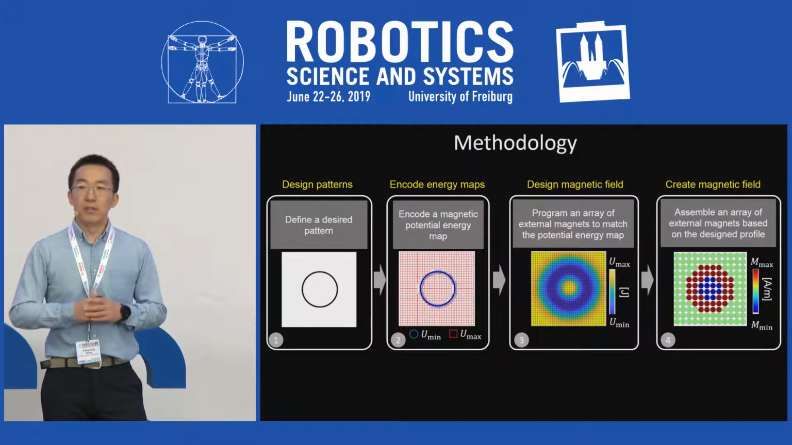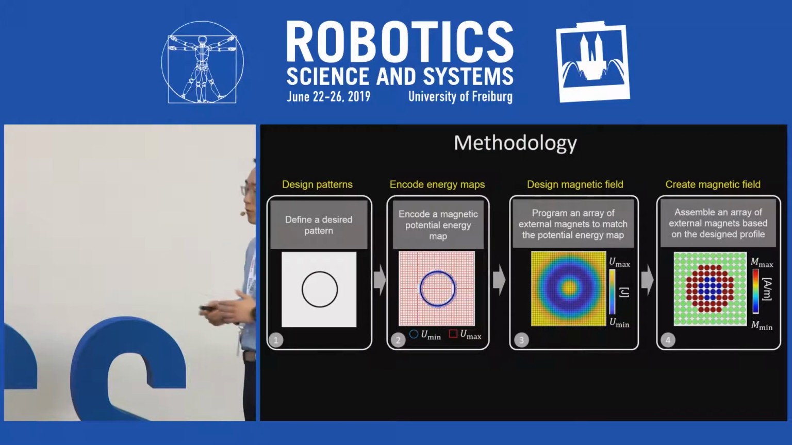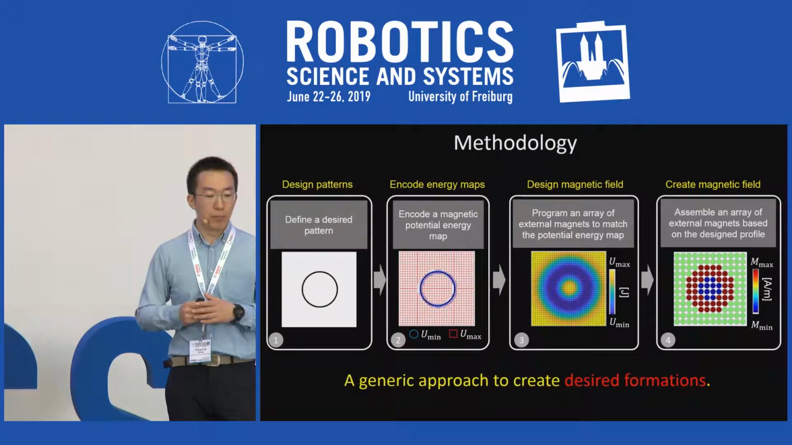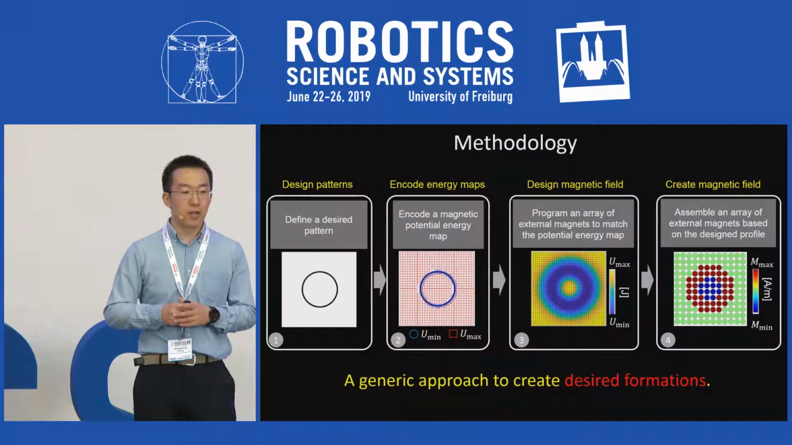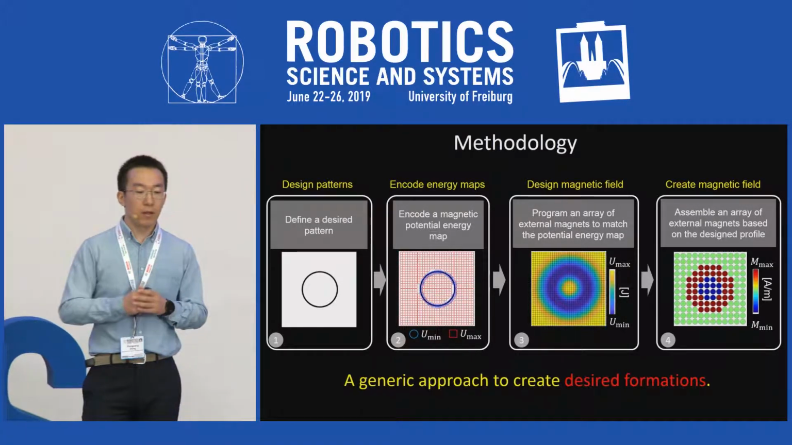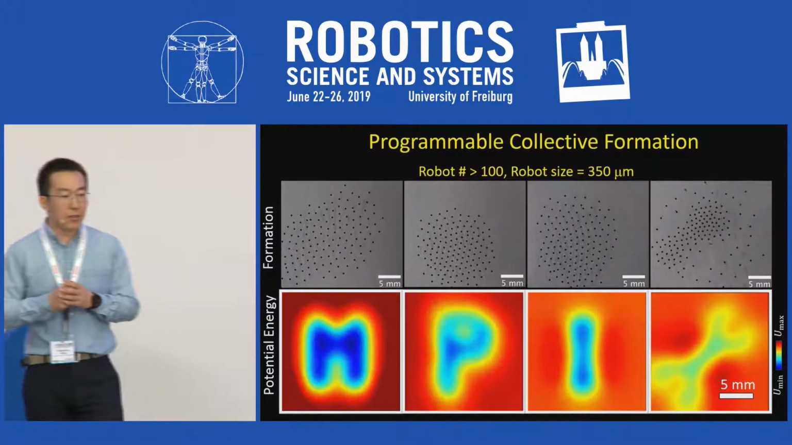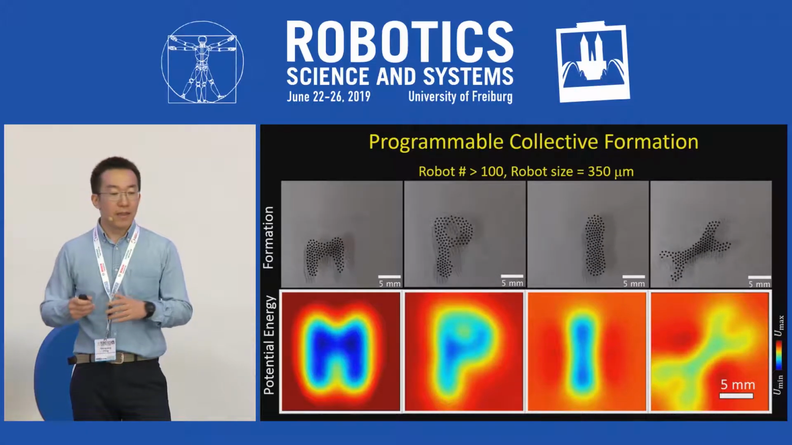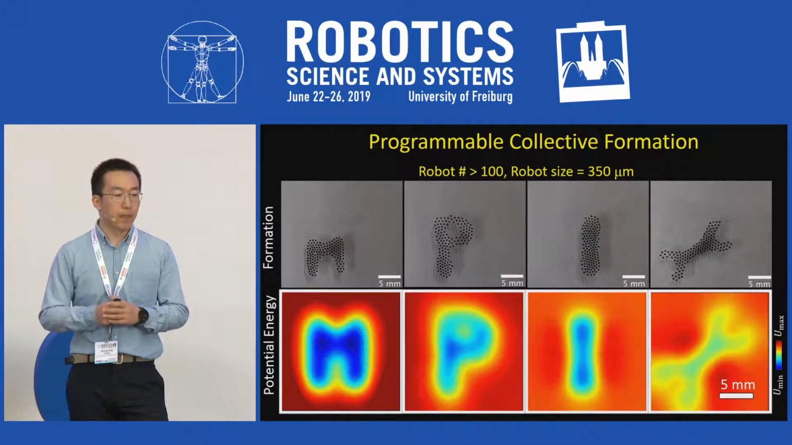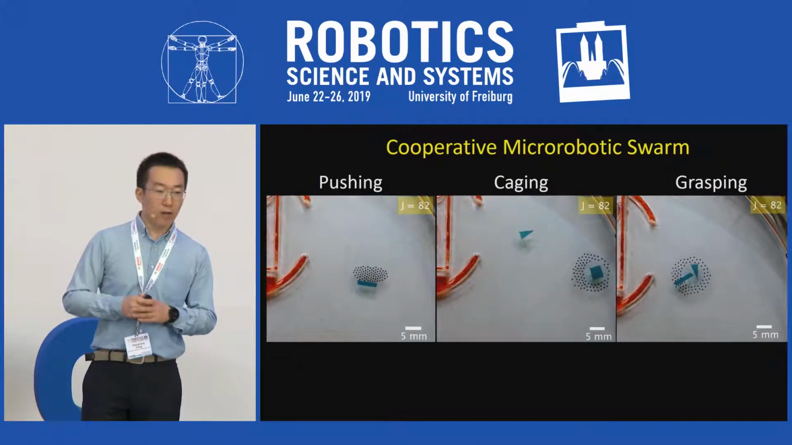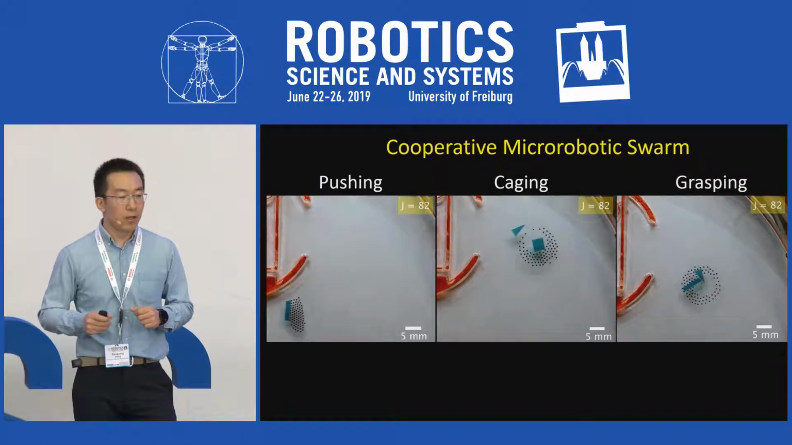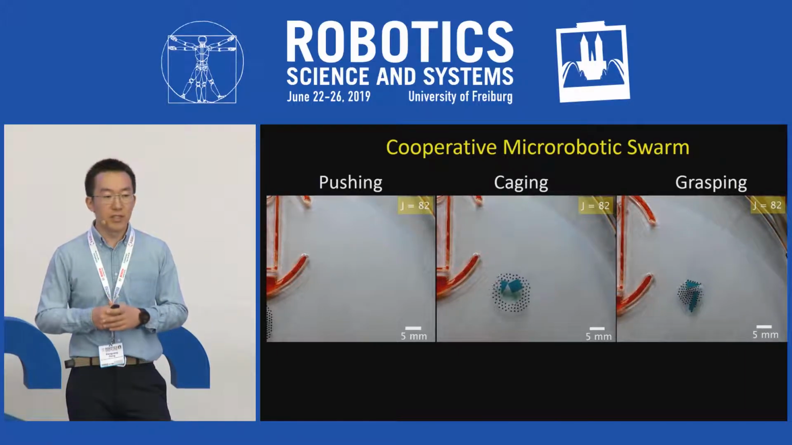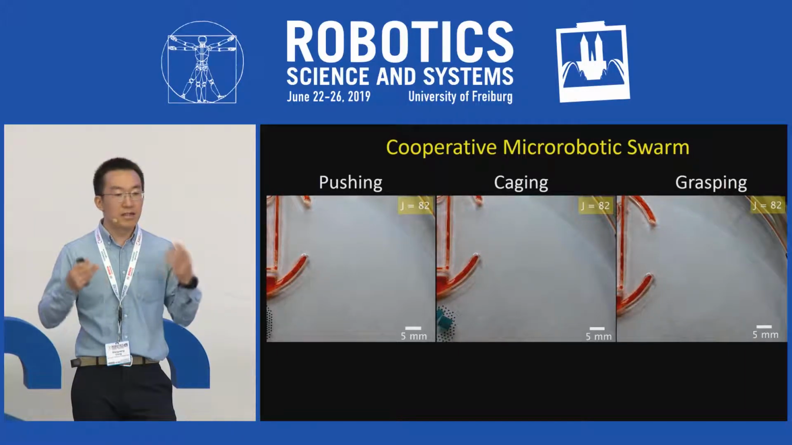Our design method follows a systematic procedure to program the external magnetic field based on predictive models. And this provides a generic approach to create arbitrarily desired formations among a large number of miniature robots. With this method, we demonstrated versatile formations among more than 100 miniature robots by programming these magnetic potential energy distributions. Moreover, these macrorobots can also work closely and cooperatively for different tasks, such as uniformly pushing long-shaped objects and transporting multiple objects using caging and grasping type of strategies.